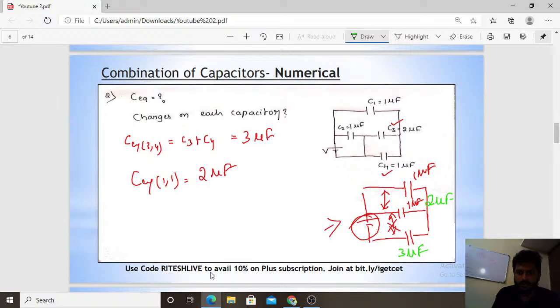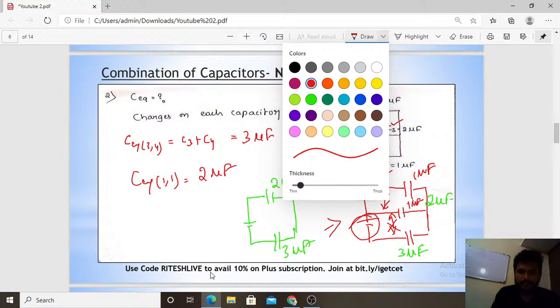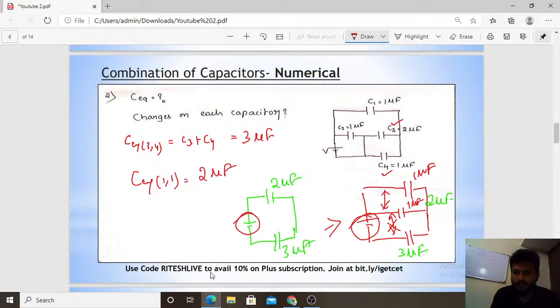So the new diagram will be like this. Am I right? Yes. So here it is 2 microfarad and here it is how much? 3 microfarad. So again, these two are parallel or series? Yes, these two are in series. Why? Because the battery is in between, so you cannot say it is in parallel, right?